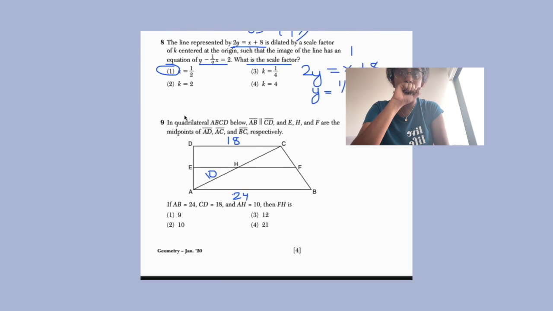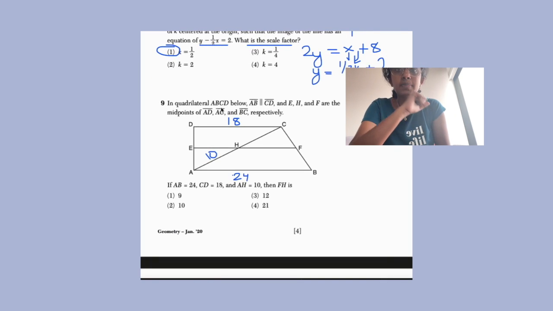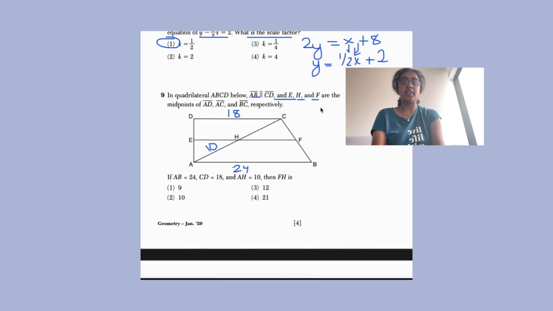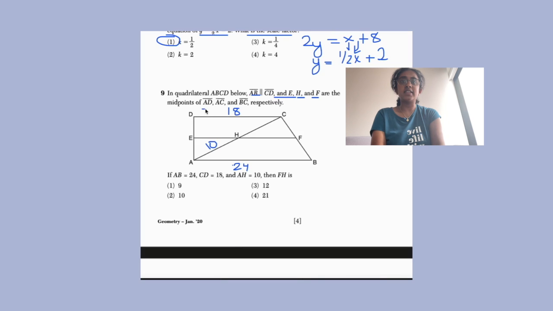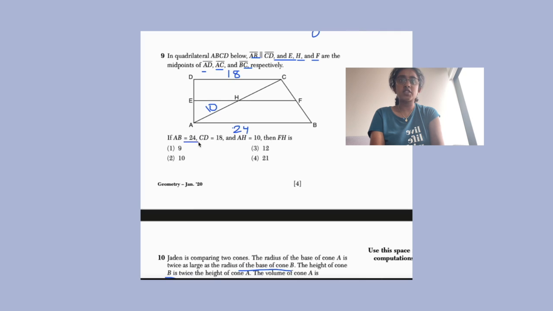Now let's move on to 9. In quadrilateral ABCD below, AB is parallel to CD, and E, H, and F are the midpoints of AD, AC, and BC, respectively. If AB is 24, CD is 18, and AH is 10, then FH is... Okay, so this is basically the triangle mid-segment theorem. That's the one we have to use here.